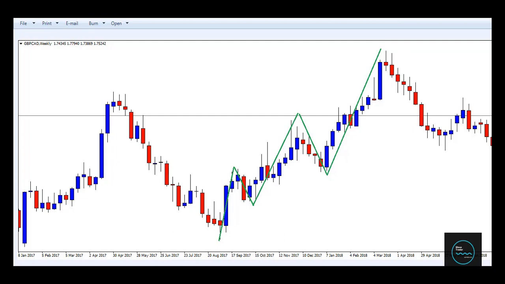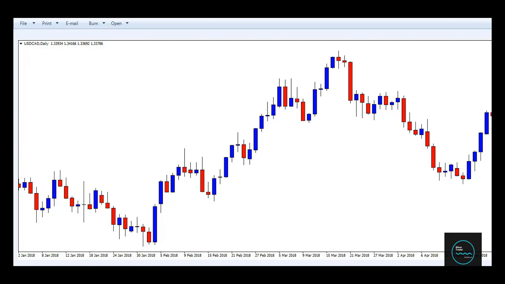Let me go back and show you again. So this is how the chart looks like, okay? Without the lines drawn. And this is how it looks like with the lines drawn. So with time and practice, you will easily begin to see the waves for yourself. Let's look at another chart.